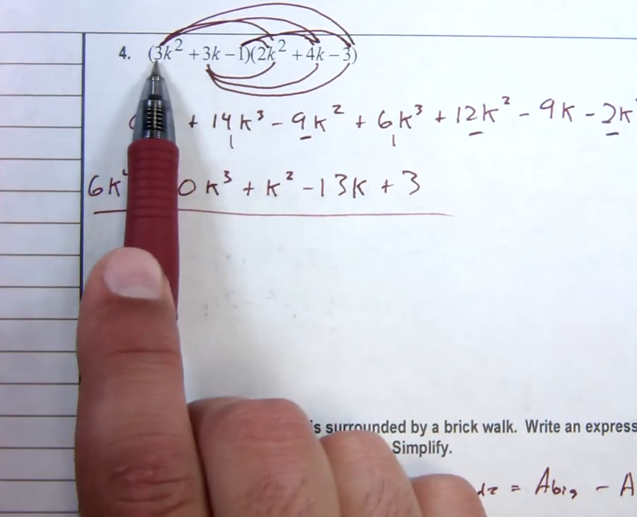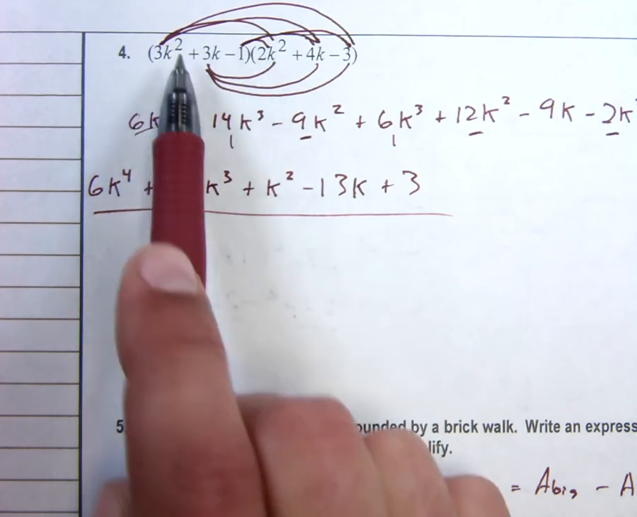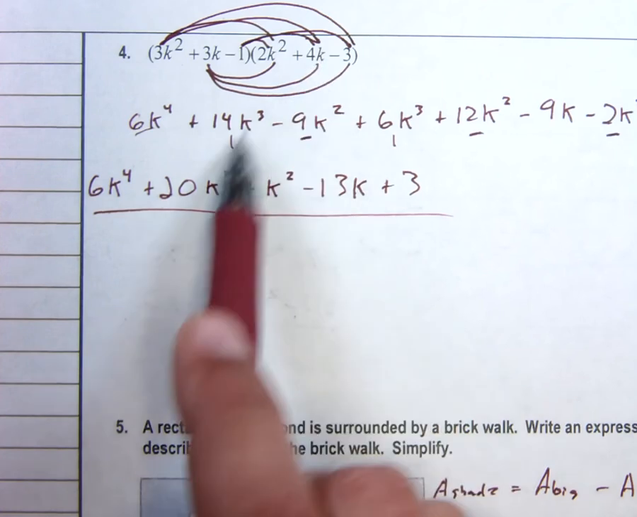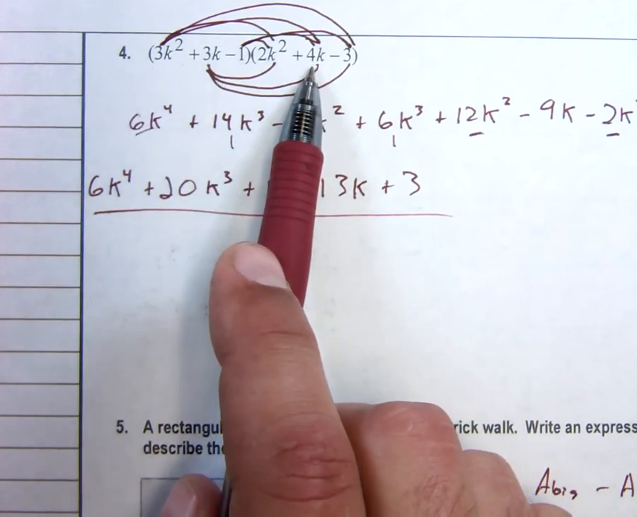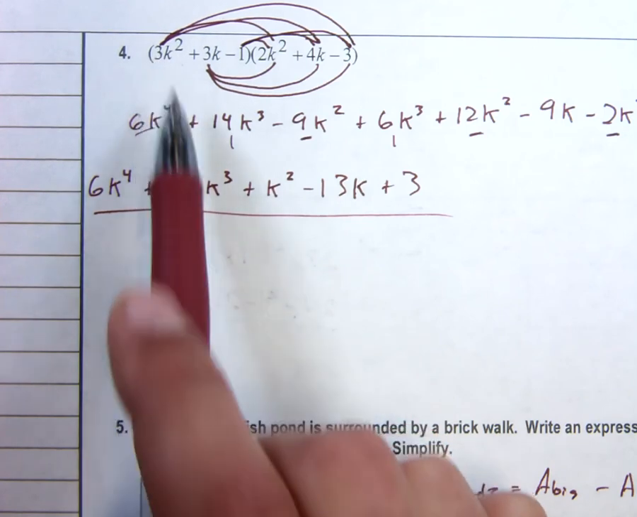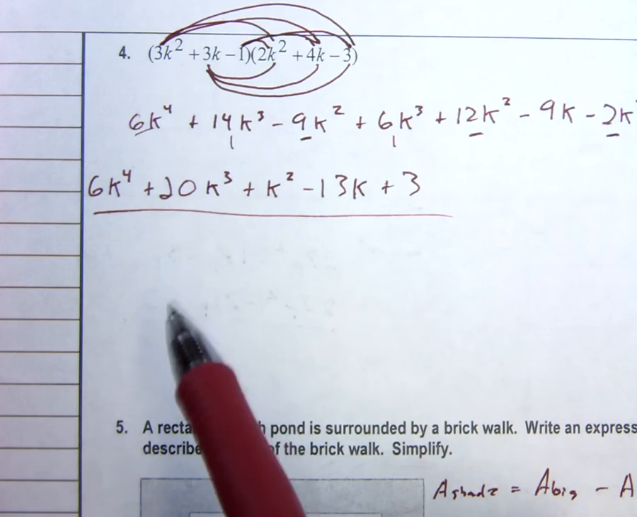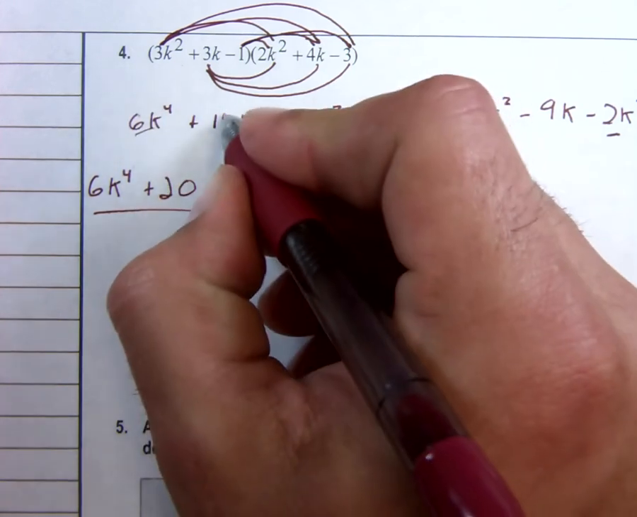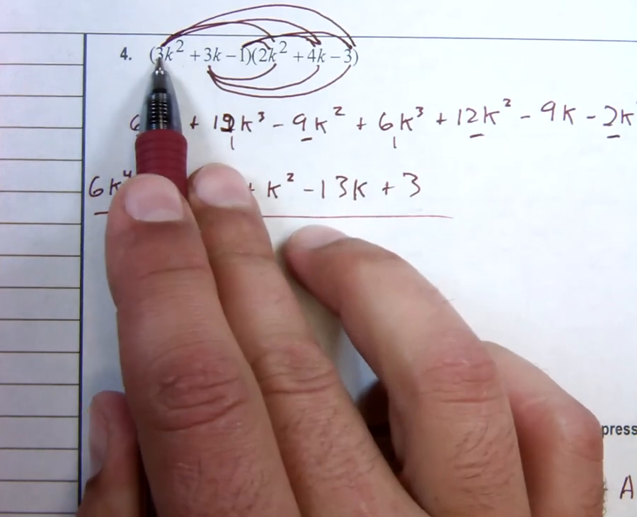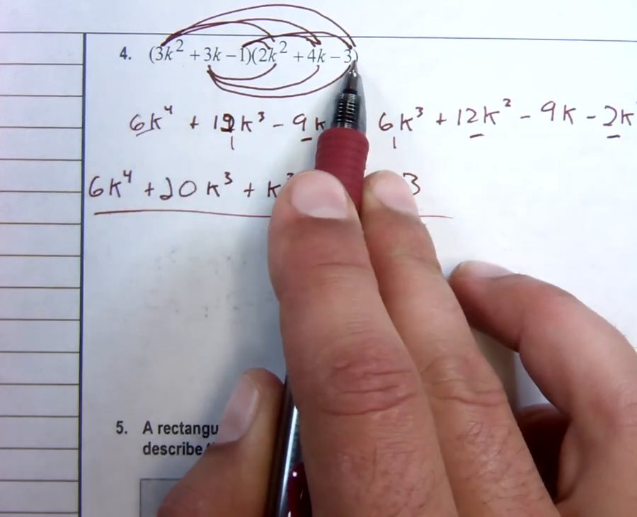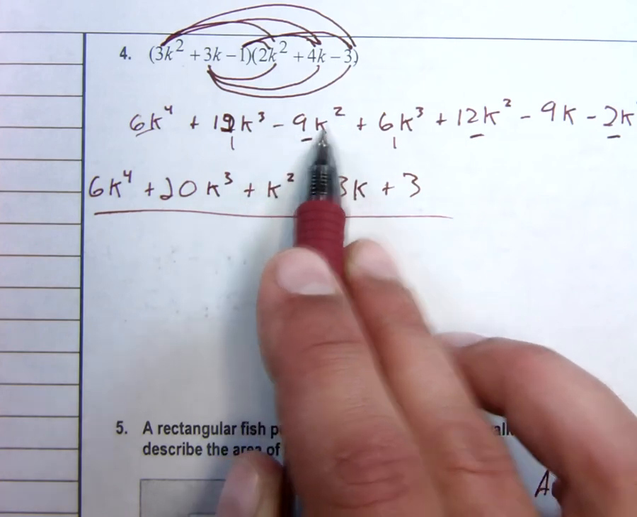So let's start with the 3k squared. This times the 2k squared, that's 6k to the 4th. Okay, and then we go with this times this. So we have 3 times 4. I believe I wrote that down wrong. 3 times 4 should be 12k to the 3rd power. Then we got 3k squared times 3, and this should be negative 3. That's where we got minus 9k squared.